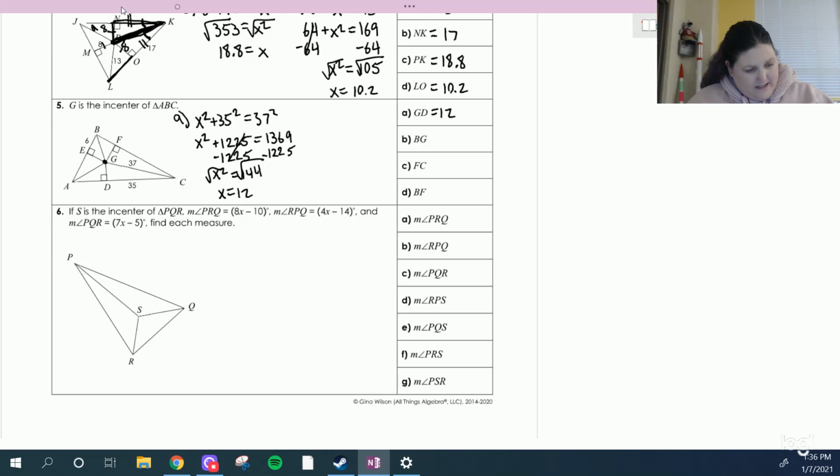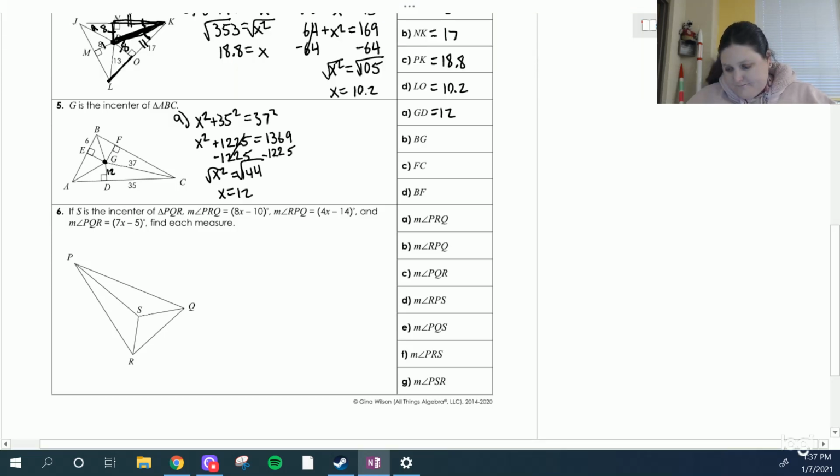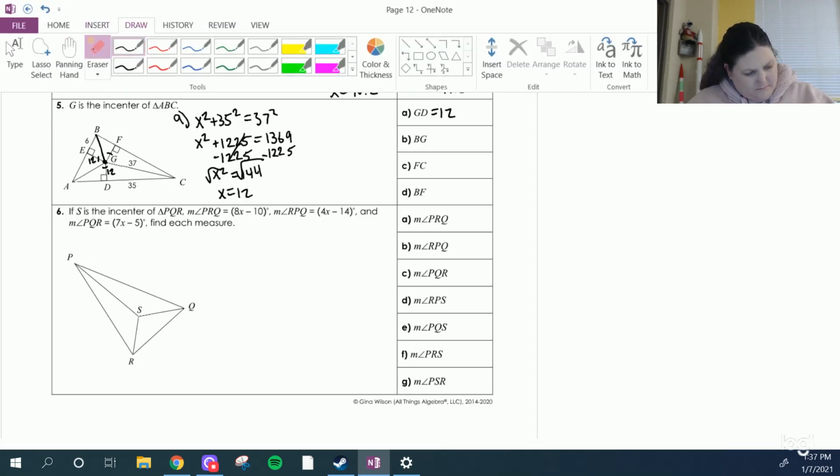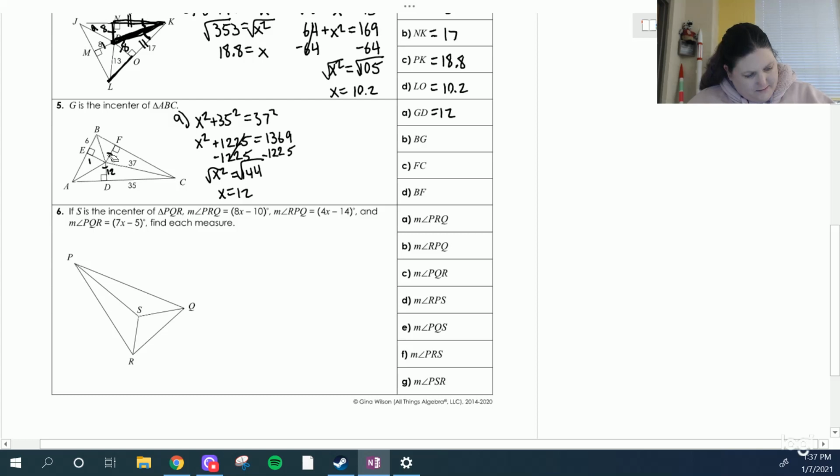And I'm going to write that in my drawing. So this is 12. Next one they want is BG. So BG is from here to here. So I have, this is 12 because remember all three of these are equidistant. So that is 12.